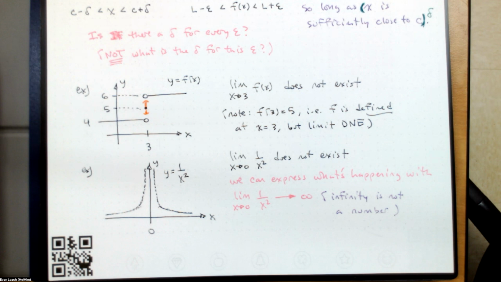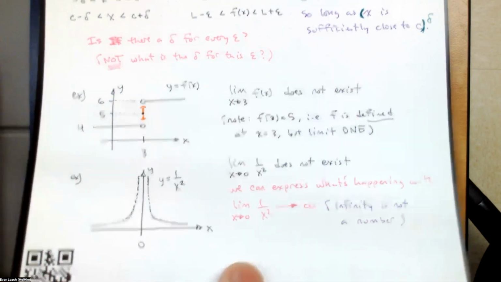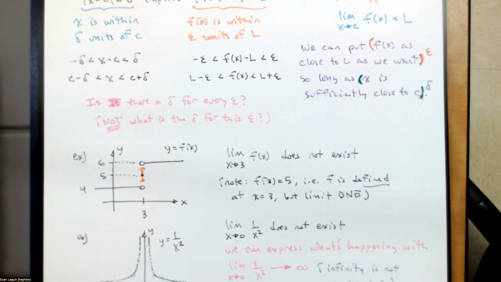We also need to understand what it means. We can get f of x as close to L as we want, that's the epsilon, so long as x is sufficiently close to c, that's the delta. We want to understand that this is an existence question, not an equation to solve. For a given epsilon, is there a delta? Not what is that delta, is there a delta?